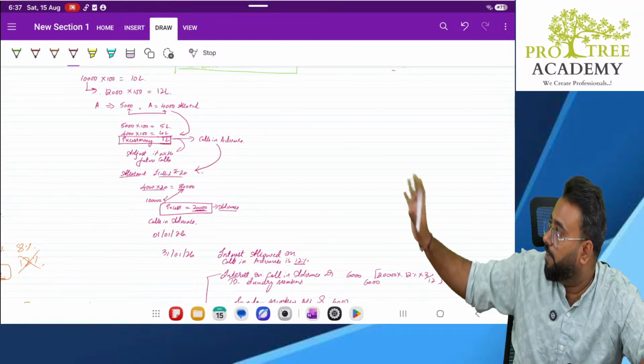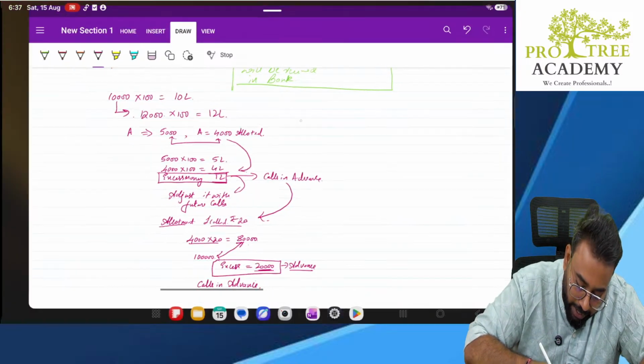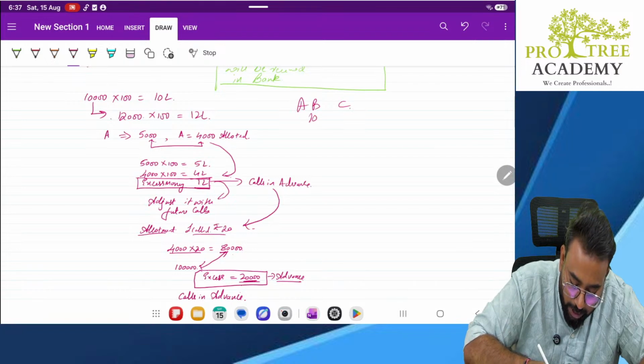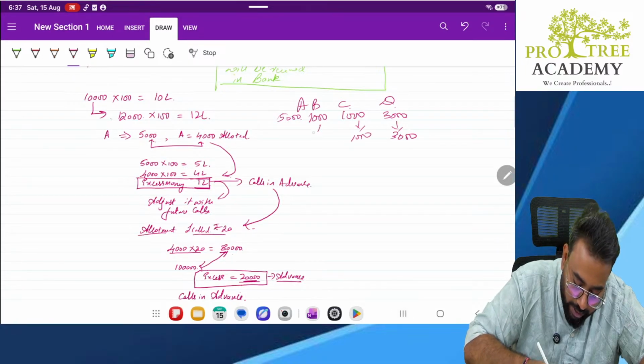I understand why we are paying interest. Some people might ask why we are paying interest. Say, for example, A, B, C, D, four people have applied. A has applied for 1,000, B has applied for 1,000, C has applied for 5,000, and D has applied for 3,000. So what happened is I allotted him 3,000, I allotted him 1,000, I allotted him 1,000, and I allotted him only 4,000.